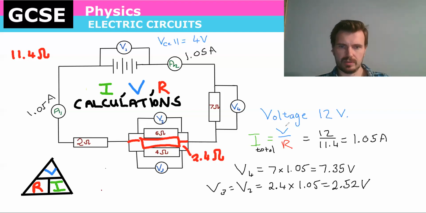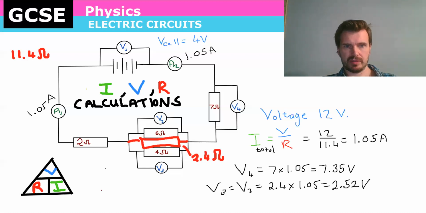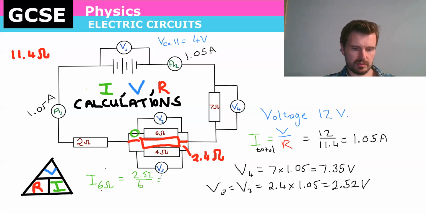Now that I have the voltage across V2 and V3, I can work out the current across each of those. Across the 6 ohm resistor, if I was to put an ammeter here, it would be V over R, which would be 2.52 over R, which is 6. 2.52 divided by 6 equals 0.42.